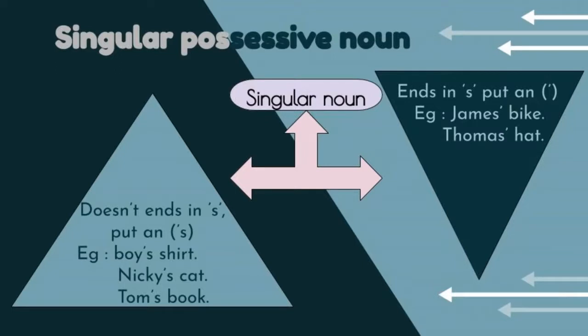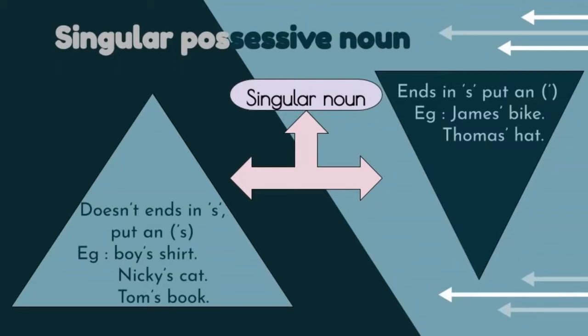And the third example is Tom's book. Tom is the name of a person and the book belongs to Tom. So that's why we have to put an apostrophe s after the noun Tom. Okay, now move to the next rule. If a singular noun is ending with the letter s, we have to put an apostrophe. What I said, if a singular noun is ending with the letter s, we put an apostrophe after the noun.